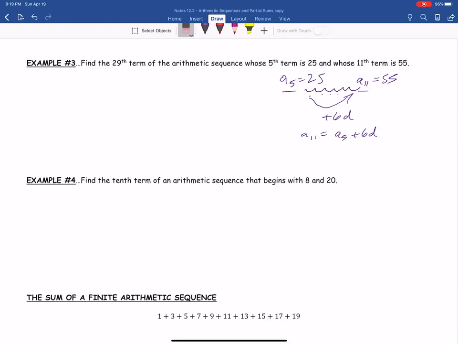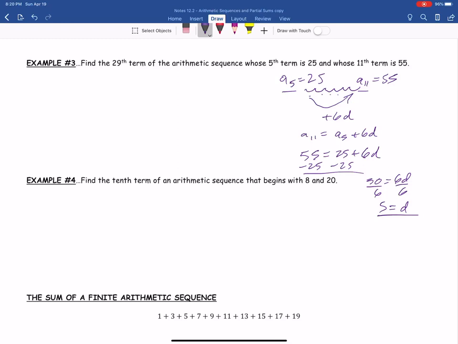And so now we can fill out what A sub 11 is. So that's 55. 55 is equal to 25 plus 6d. We're trying to find out what d is. This is just a regular old linear equation now. Subtract 25 from both sides, and we've got 30 is equal to 6d. If I didn't do anything wrong, that makes d pretty simple. Our common difference is 5.